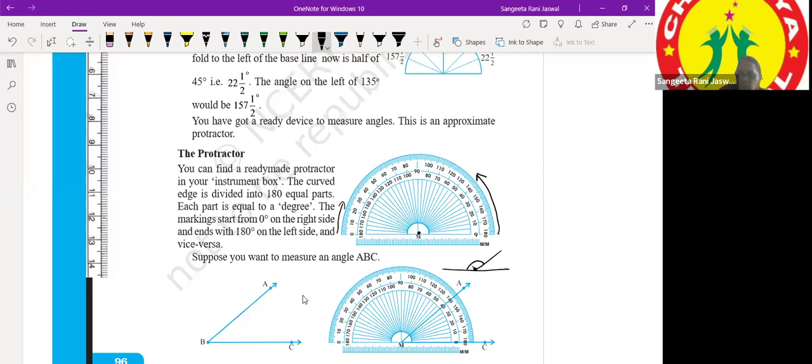Okay, and this baseline should also coincide with this baseline, right? And then you check this angle. From this side, when you check, you will get some angle measure, the obtuse angle, right? And if you check from this side, you will get some angle measure, right? So from both sides, you can check.